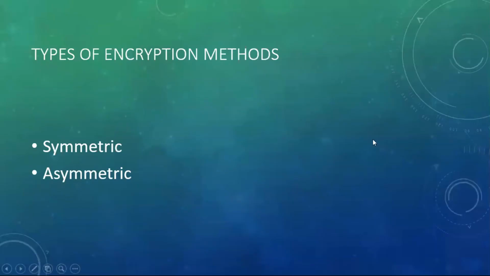There are two types of encryption method. One is symmetric and the other one is asymmetric. You look at an animation now.